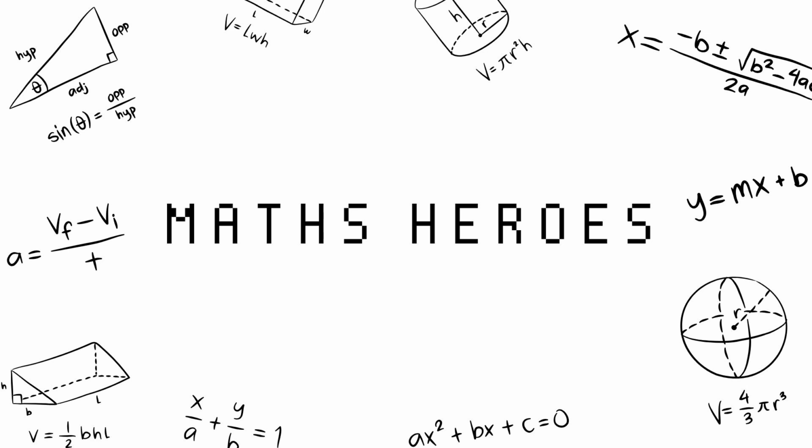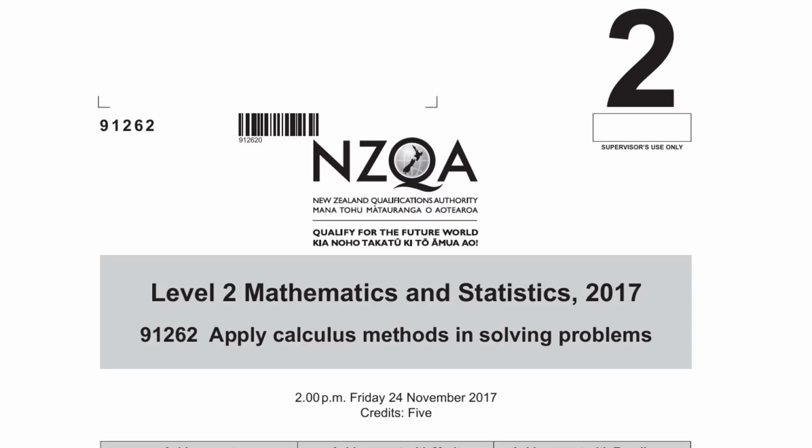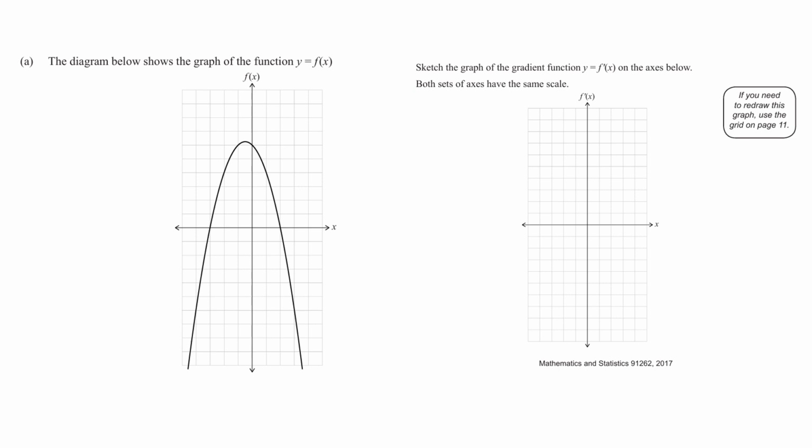So today I'm going to be continuing going through the NCEA Level 2 2017 paper. So yes, I'm going to be going through the Level 2 Mathematics and Statistics paper for 2017. The code is 91262. You apply calculus methods to solving problems. Okay, so moving on, we will be going into question number 2a.